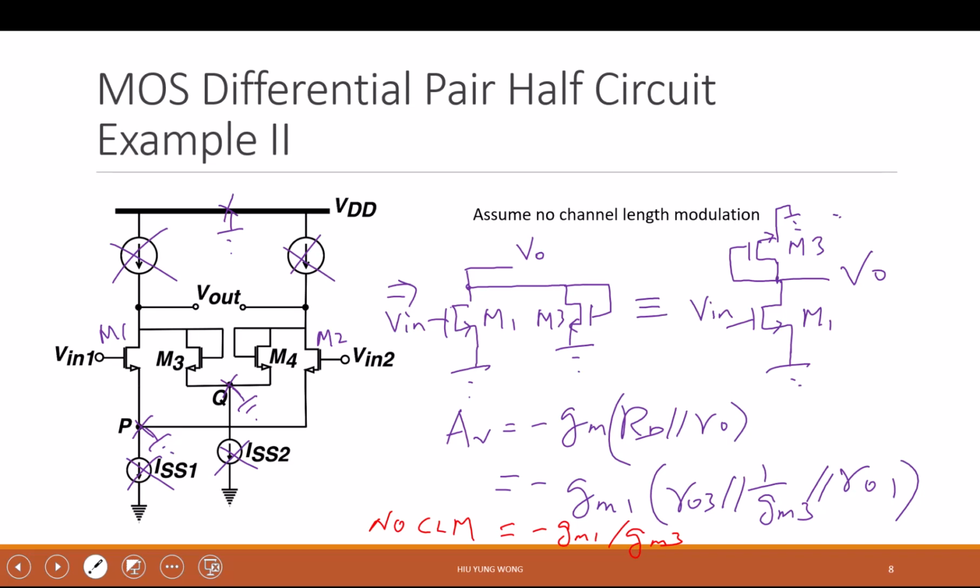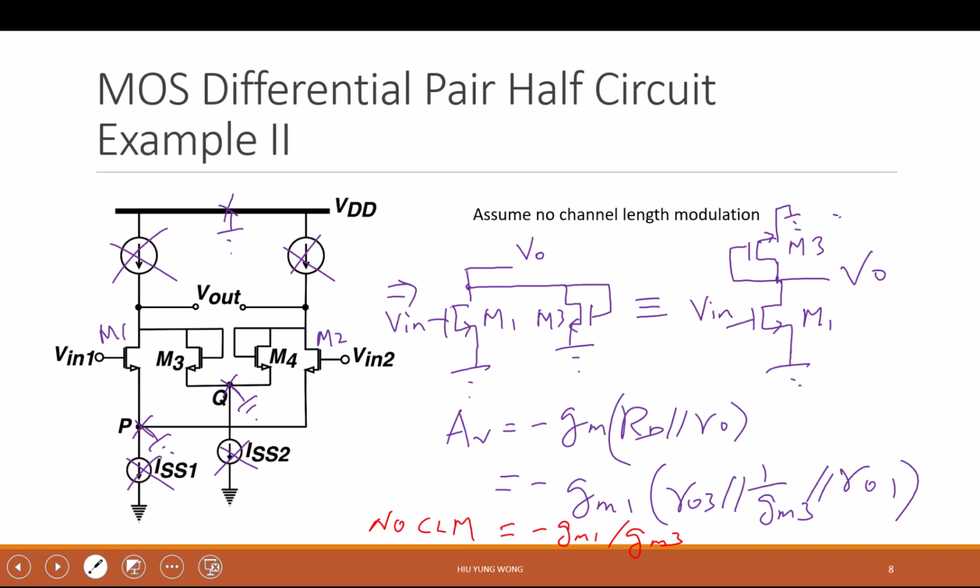The negative GM1 over GM3 is for the left side only. But if we take V out, it's twice. But then it gets divided by 2. Yes. The output will be twice, but the input will be twice also, because you have differential input. So remember, when you use this method, the total gain is the same as one side gain.